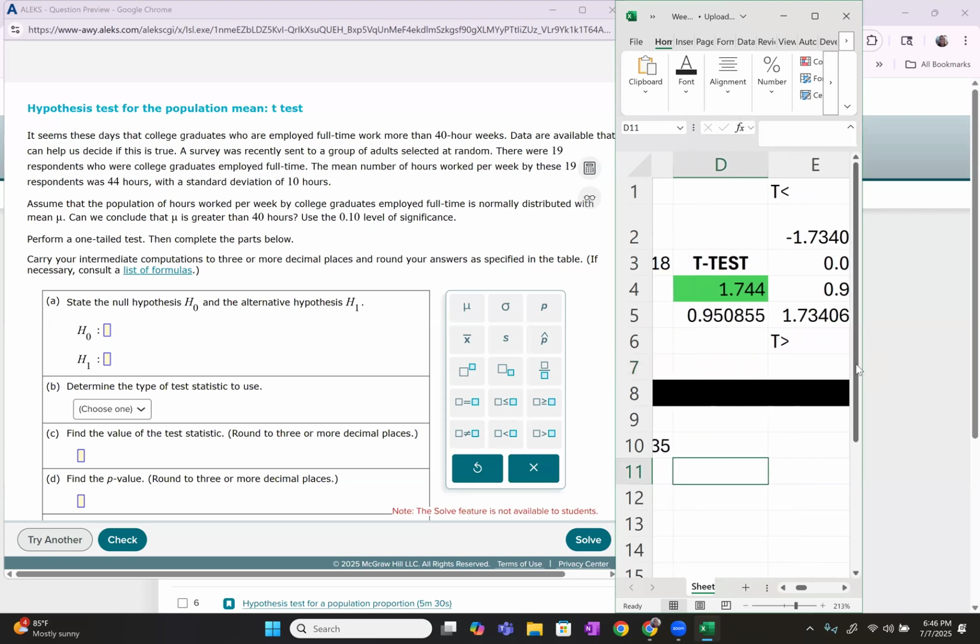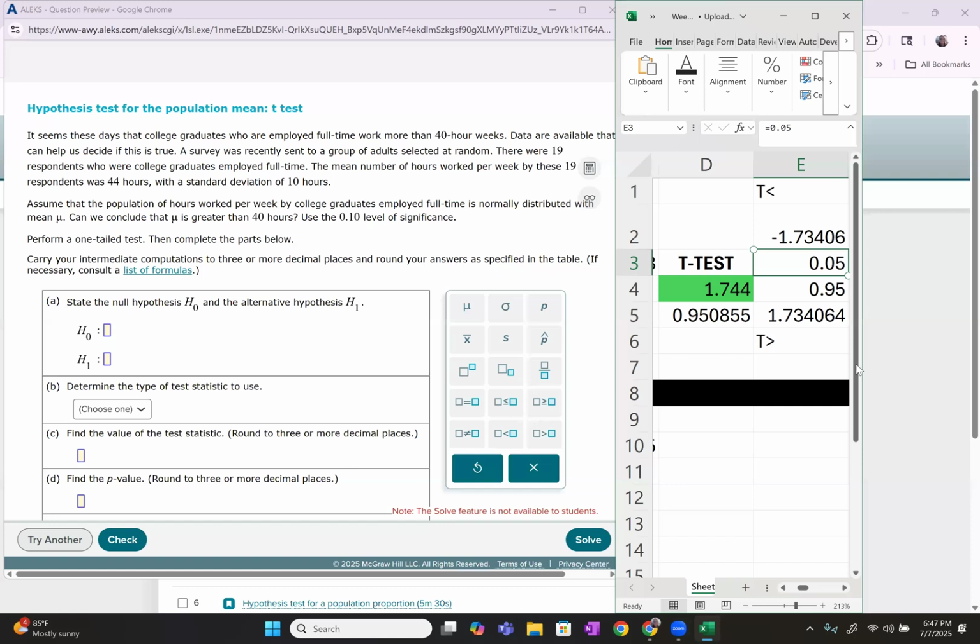This is 1.744. They're asking us to check this at 0.10. So this is gonna be 0.10 and 90.